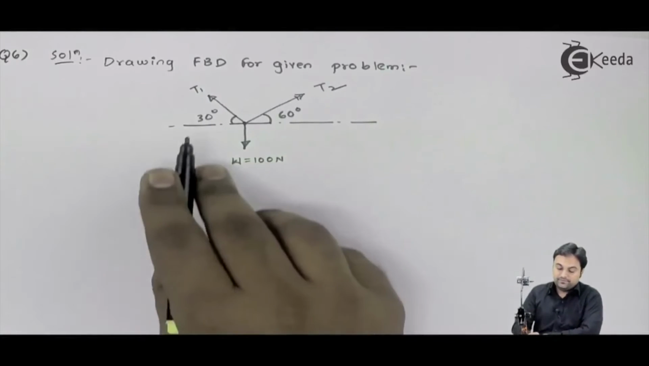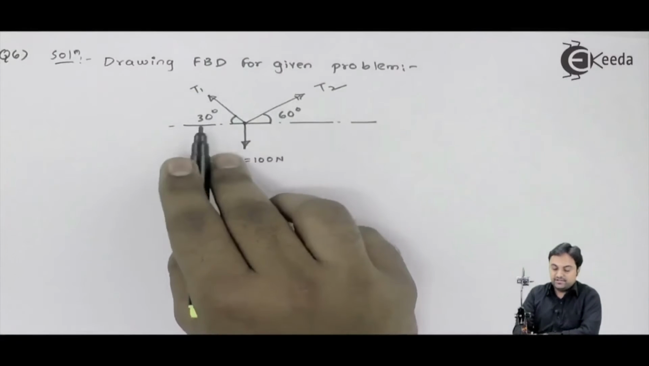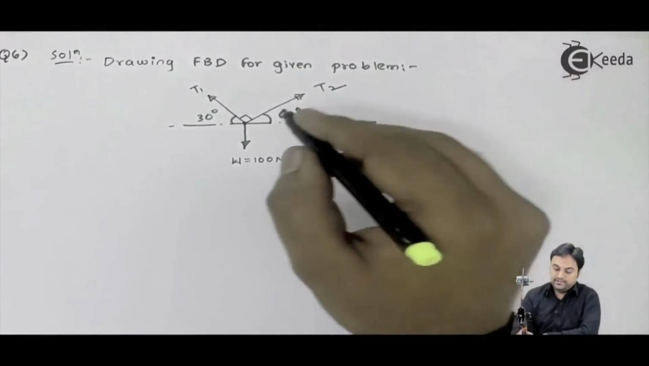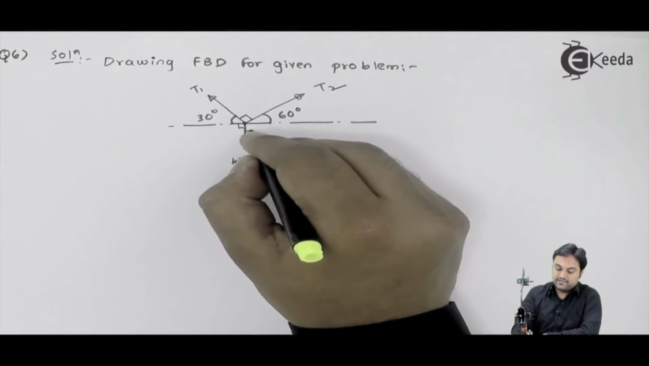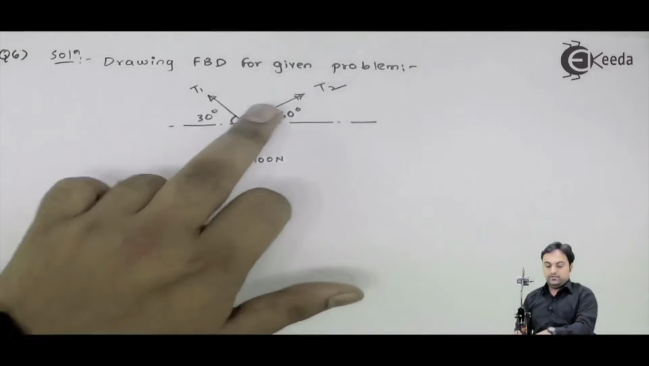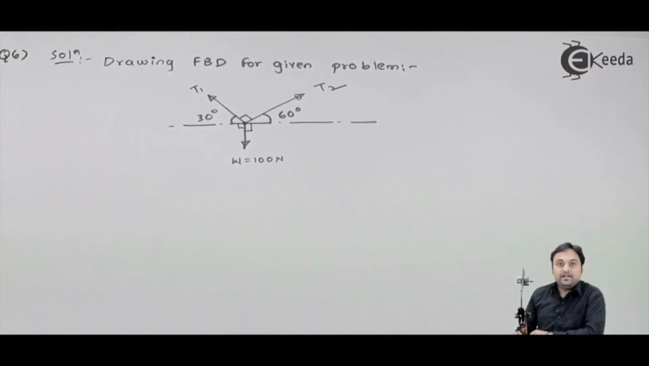Next, since this is 30, this is 60, that becomes 90. So the angle between T1 T2, that is also 90. And here I have this angle also as 90 degree. So once I know all the angles, once I know the forces, I can easily calculate whatever has been asked.